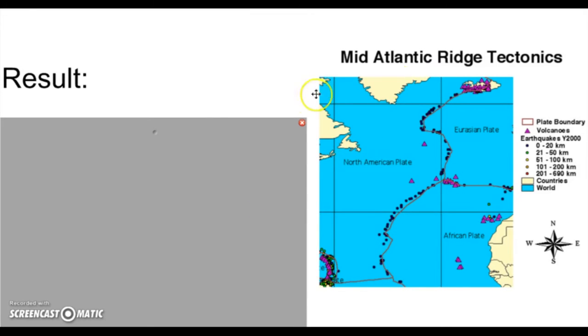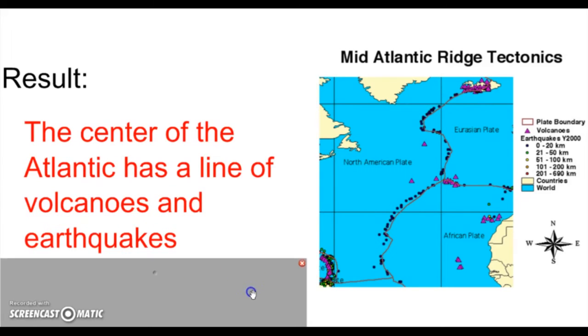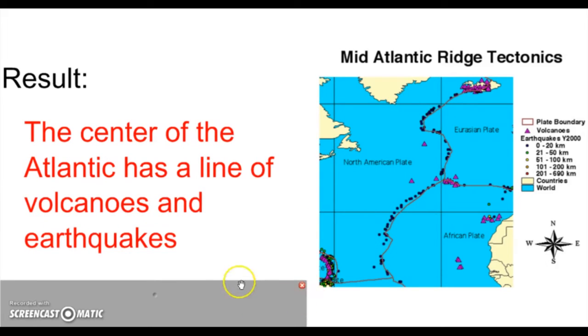So the result of that spreading is the center of the Atlantic has a line of volcanoes and earthquakes. You'll notice over here, this is Hawaii and Haiti and Virgin Islands. There's a lot of subduction happening there, so there's a lot of volcanoes and earthquakes over there. And then there's other random areas here in Iceland. There's a lot of volcanoes as well as this gets pulled apart.